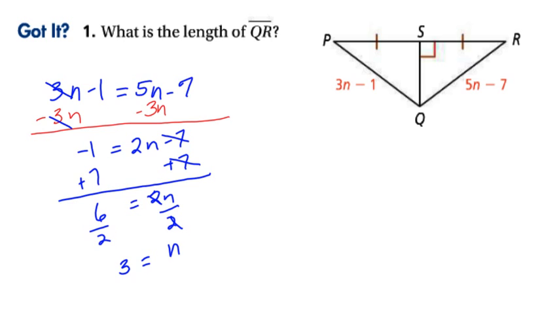So does that answer the question they asked us to find? Well, what is the length of QR? QR right here is 5n minus 7, so I need to substitute that in. So 5 times whatever n is, minus 7, that's what QR is equal to. But we said that n was equal to 3, so I want to go ahead and substitute that in. So that gives me 15 minus 7, which is equal to 8.